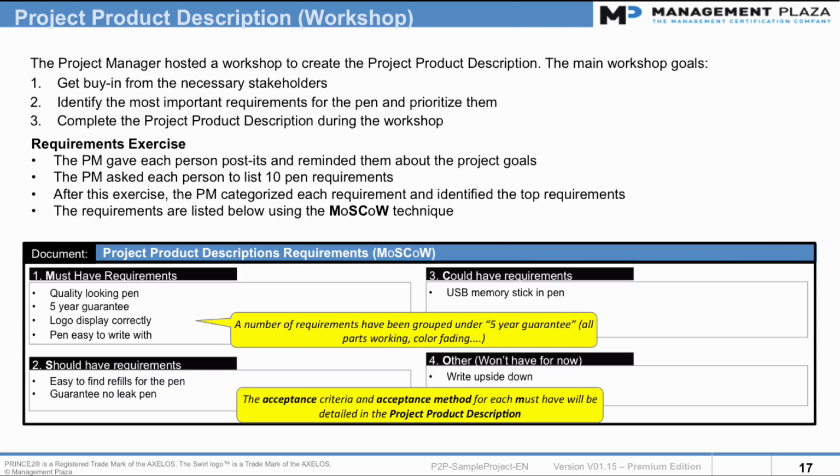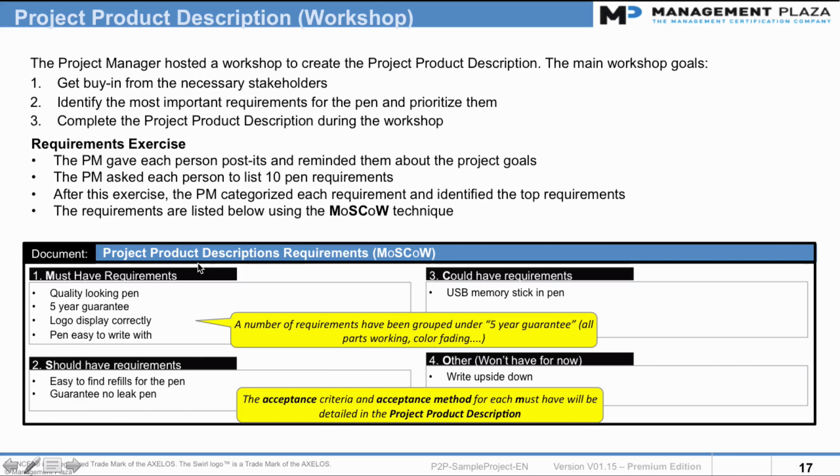So in this case, the project manager hosted a workshop to create the project product description, and the main goals were to get the buy-in from necessary stakeholders, identify the most important requirements for the pen and prioritize them, because selecting a pen for the project is an important part. And then with this information, they can add this then to the product description.